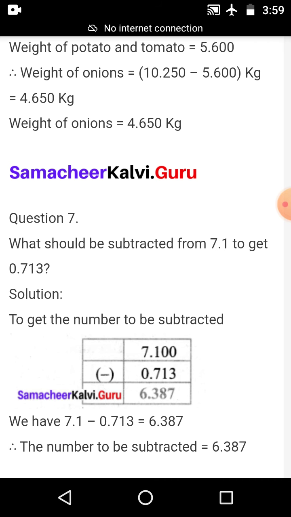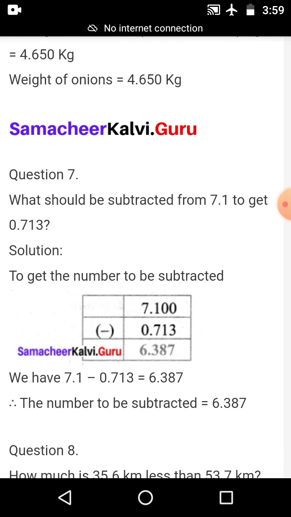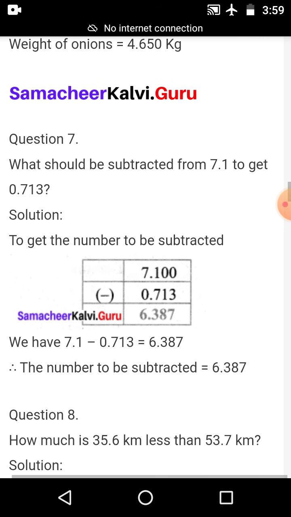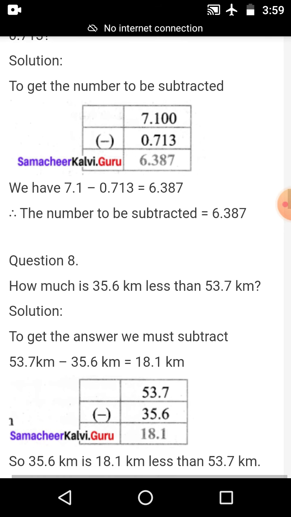Question number 7. What should be subtracted from 7.1 to get 0.713? To get the number, we have to subtract 0.713 from 7.1. Okay, ma. Here you can see in 7.1 after decimal place there is only one number. In what we have to subtract 0.713, so put 00 on the upper side. Okay, ma. Then find out the subtraction. You can get 6.387. Okay, ma. Copy down in your note.